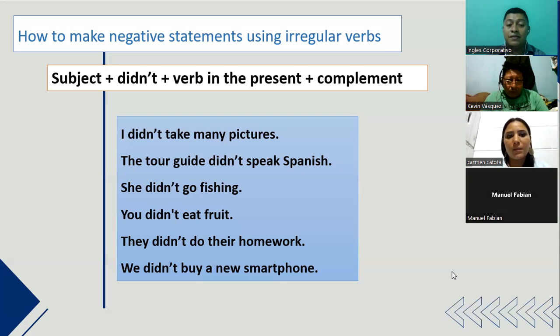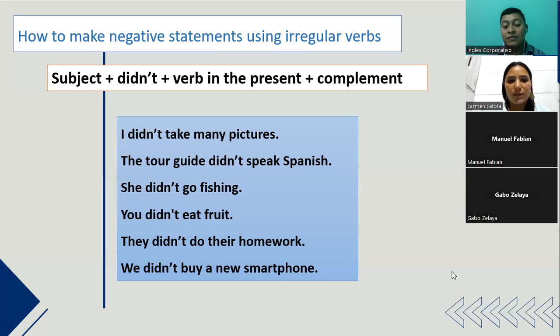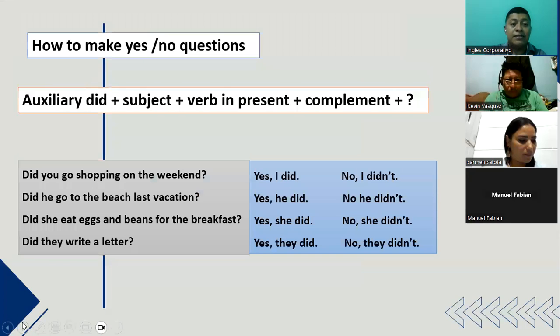I didn't take many pictures. The tour guide didn't speak Spanish. She didn't go fishing. You didn't eat fruit. They didn't do their homework. We didn't buy a new smartphone. Excellent. Thank you so much. That was perfect. Nice. Let's continue then. Thank you. So negative sentences.